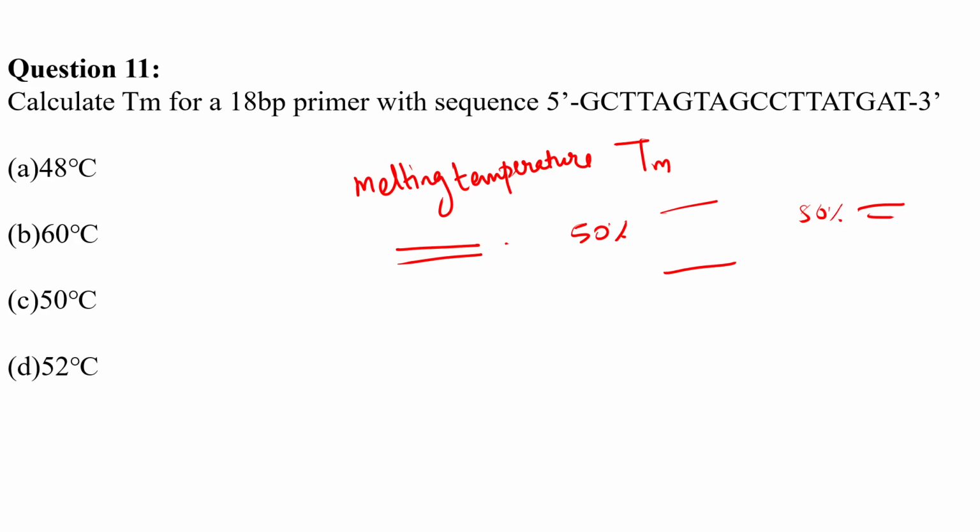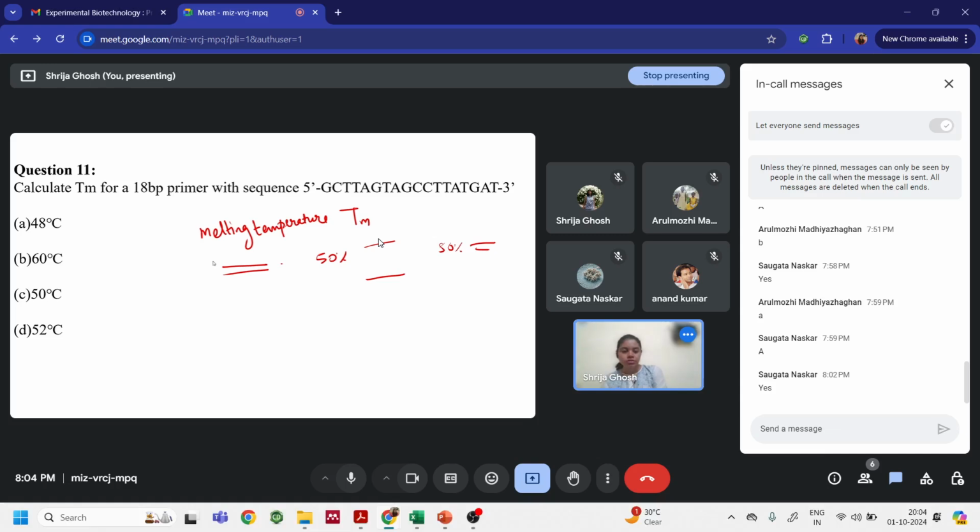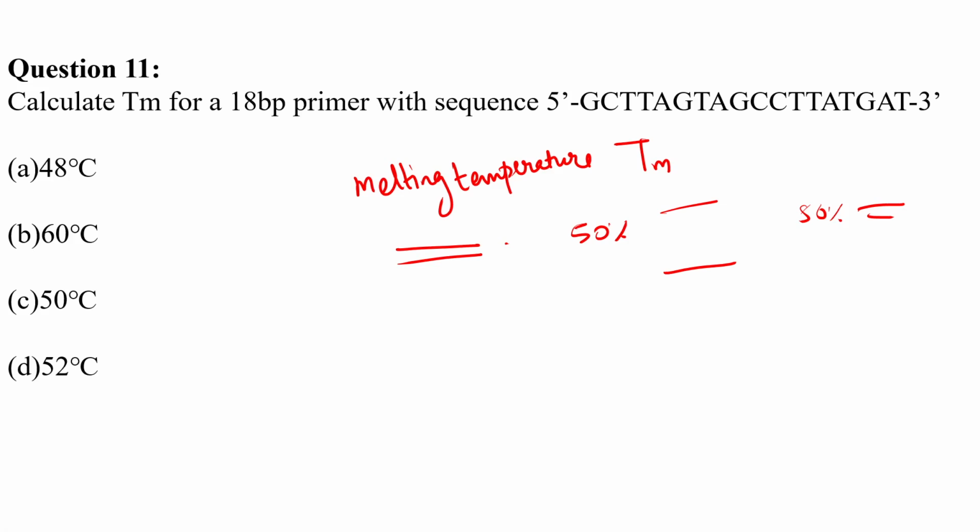So we have to calculate the melting temperature for a given sequence. Anybody knows how to do that, or anybody has calculated? I can give you 2-3 minutes to calculate if you know. Do you know how to calculate the melting temperature? Okay, so I'll give you the formula.